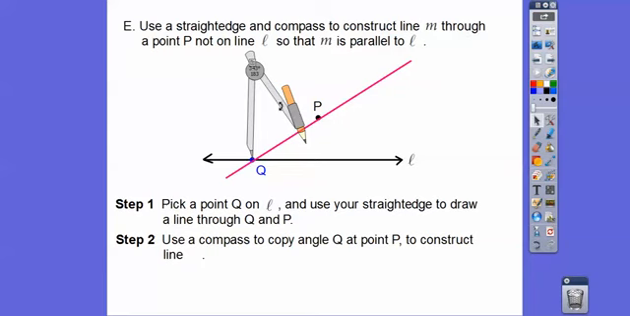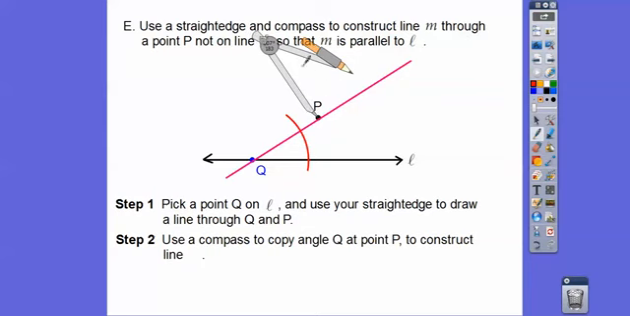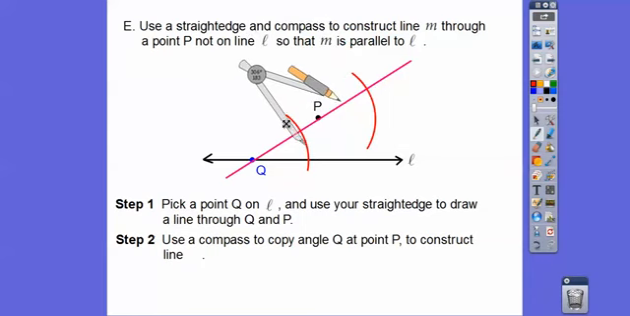So I want to go down here and make this arc right here. Let me get a smaller little piece. So we're going to make this arc right here, and I'm going to take that compass opening and do the same thing over here. I've got to make the same compass opening. Now, this is assuming you've done this before. If you haven't, you have no idea what I'm doing.